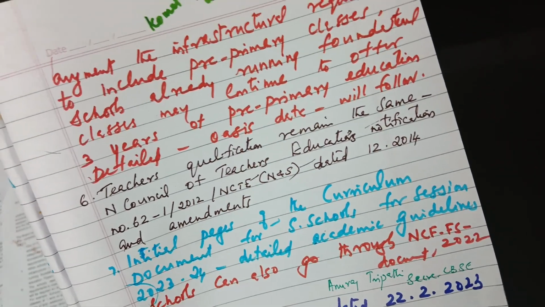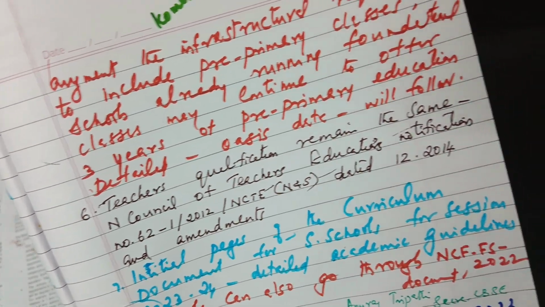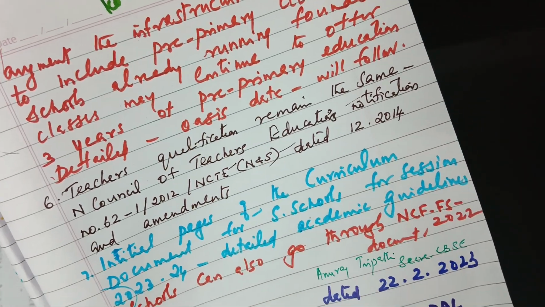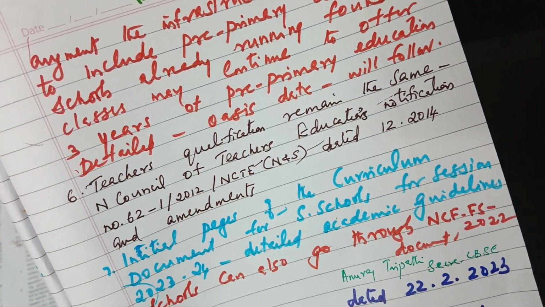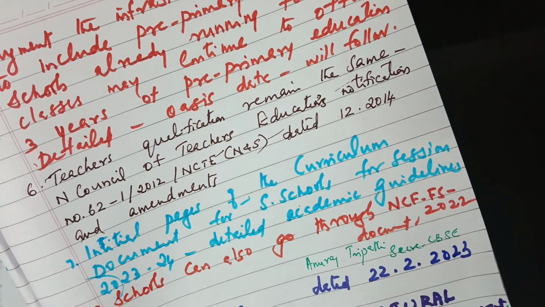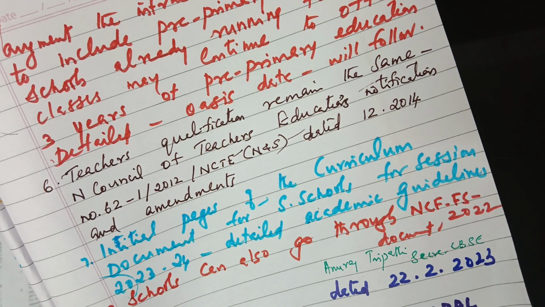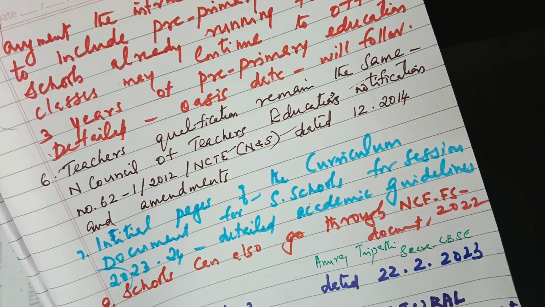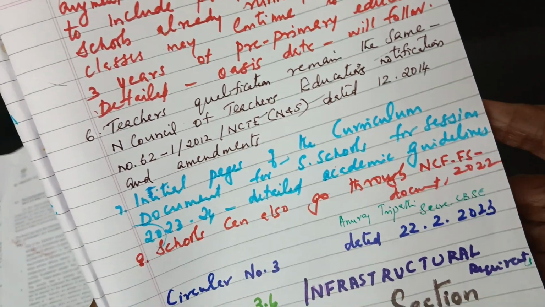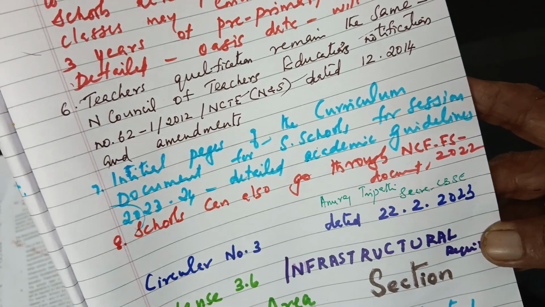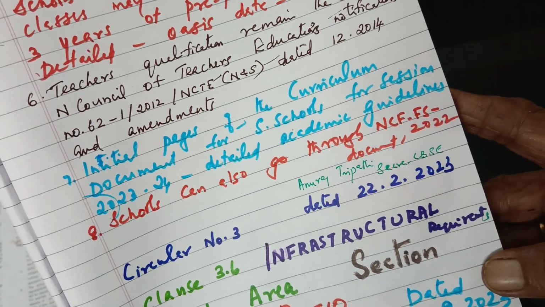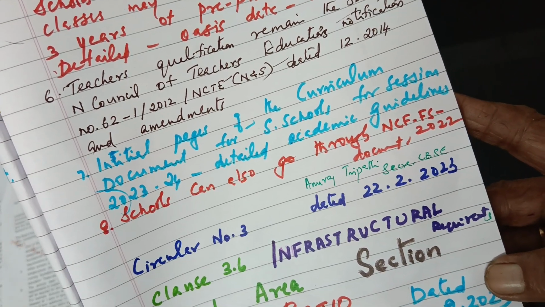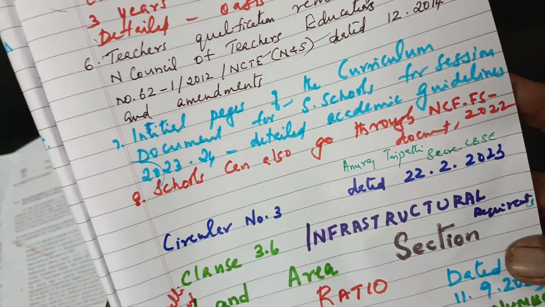They can continue without additional land area, or if prerequisites are not there, they can continue. Then teachers' qualifications remain the same, as per the National Council for Teacher Education's notification number 62-1/2012 NCTE dated 12th 2014 and amendments. In the initial pages of the curriculum document for senior schools for session 2023-24, detailed academic guidelines have been given. Schools can also go through the NCF FS 2022 document for clarification.